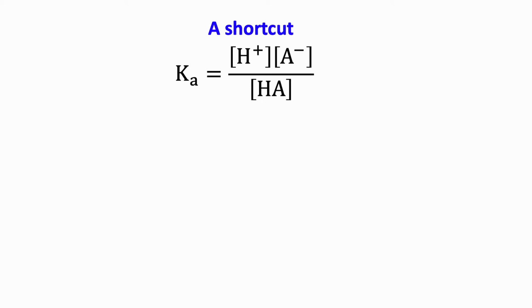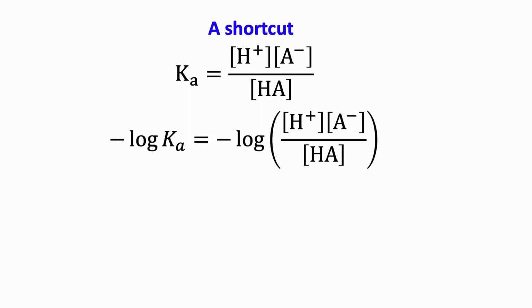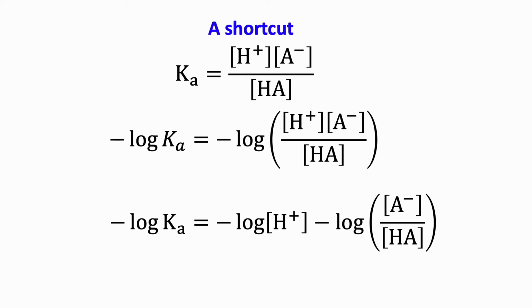Let's take our equation for Ka and let's take the negative log of both sides. So now we have negative log of Ka equals negative log of [H+][A-]/[HA]. And then we're going to use our log rules. The log of something times something is the log of something plus the log of something. So we're going to separate out the log of H+ from the log of A- over HA. And we get the negative log of Ka equals the negative log of H+ minus the log of A- over HA.